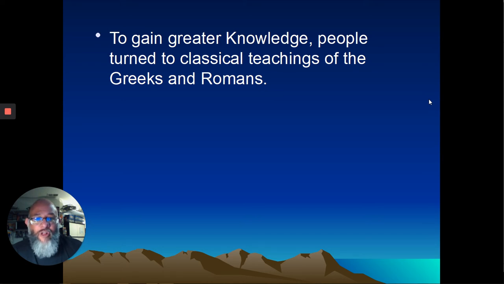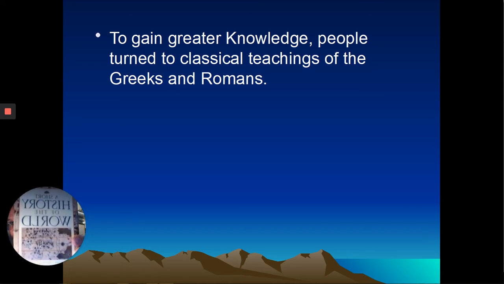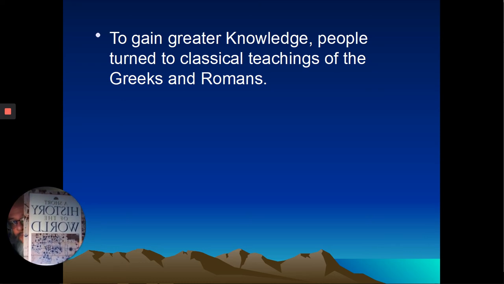To gain greater knowledge, people turned to classical teachings of the Greeks and Romans. They studied their history, and I'm just going to share something with you guys. I've been reading this book during this time. You can see it. Well, it's backwards, but it's a short history of the world. If I put a mirror there, I'll probably reverse it. But anyway, it's a short history of the world. Okay? And that's what they did. They discovered history. They started to read about things from before, and specifically the Greeks and the Romans.